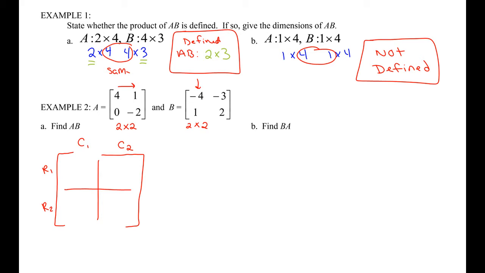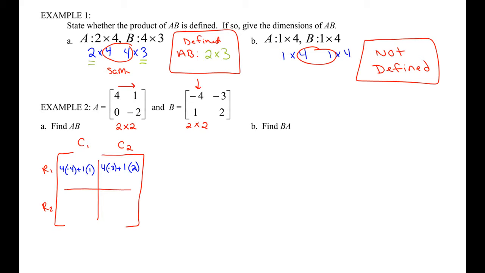So to start, I'm going to have 4 times negative 4, and this is going to be added to 1 times 1. So I worked across the top row of the first matrix, down the first column of the second matrix. Now, because I want to fill in the box for row 1, column 2, I'm going to work down the second column. So I would have 4 times negative 3 plus 1 times 2.